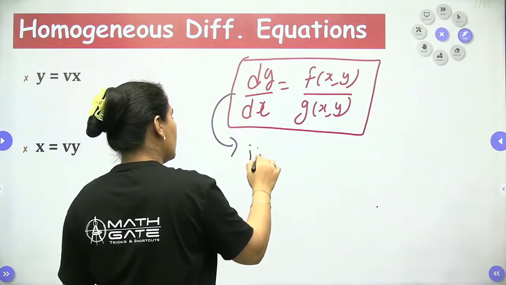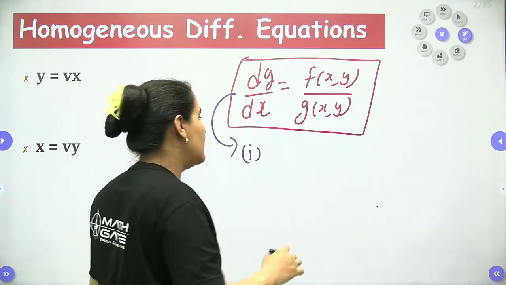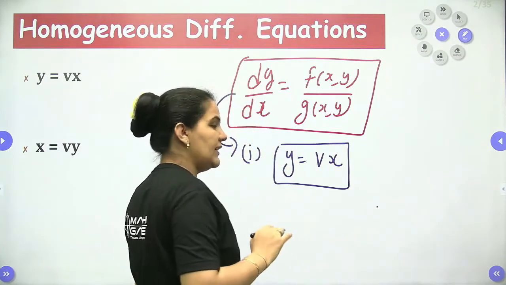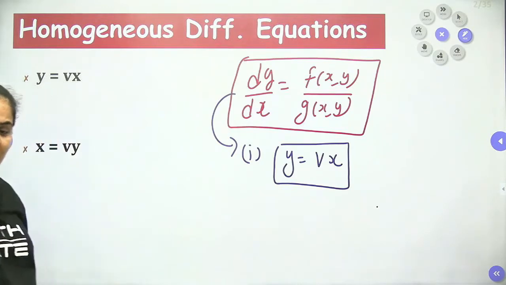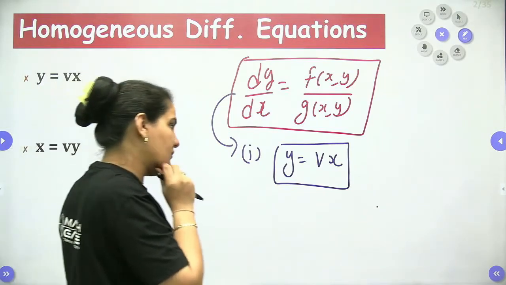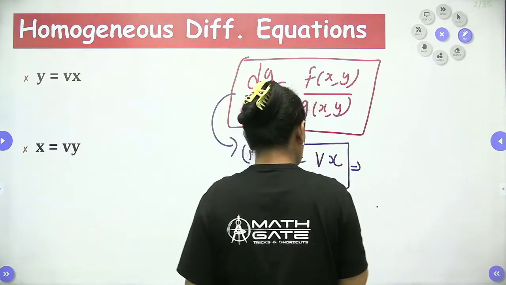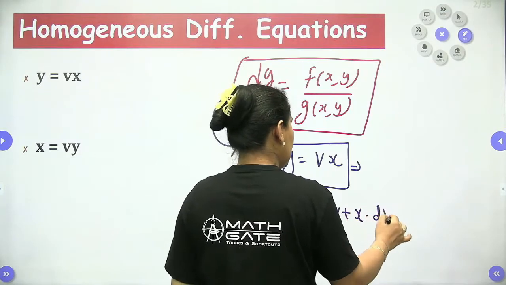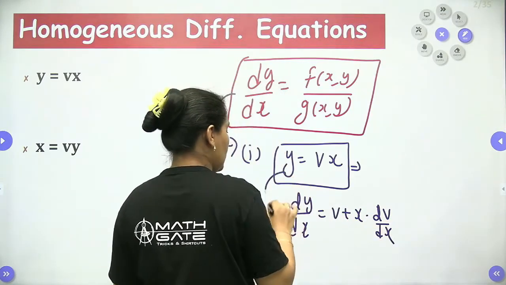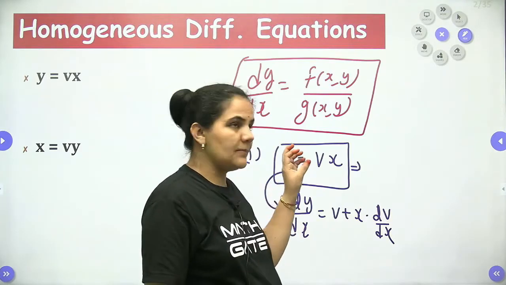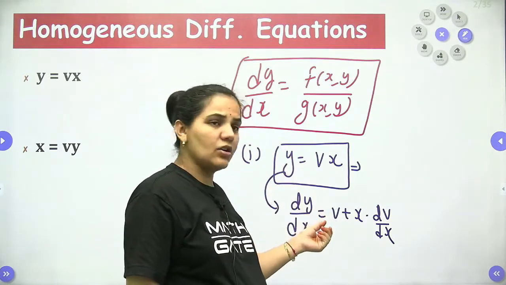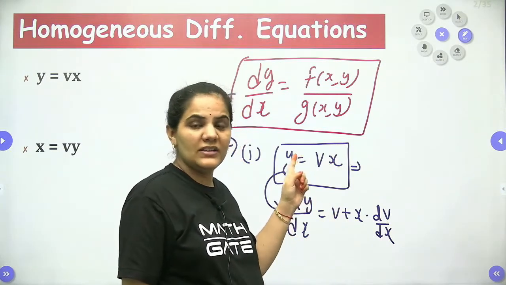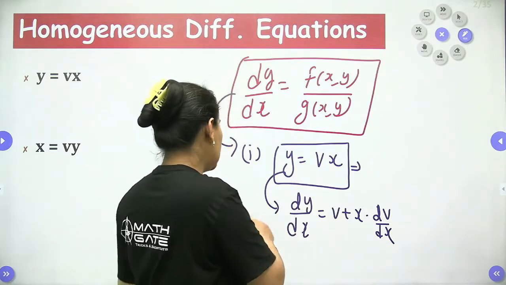If the differential equation is of the dy by dx form, then you put y equal to vx, my dear students. At the place of y you put vx, and when we differentiate this, it becomes dy by dx is equal to v plus x dv by dx. How does it become this? The differentiation of y is dy by dx. First we take v as a constant, and the differentiation of x is 1 only. Then we take x as a constant, and the differentiation of v is dv by dx.